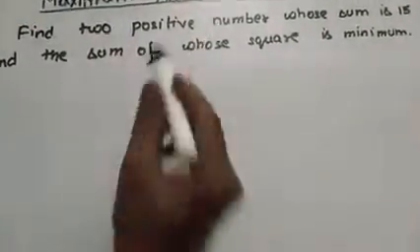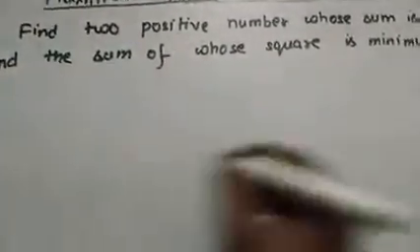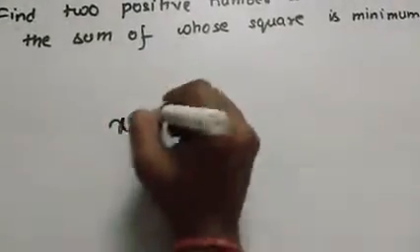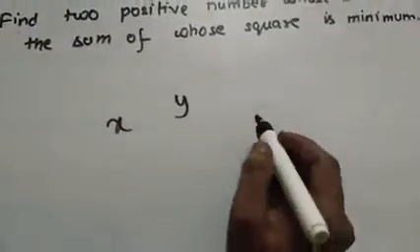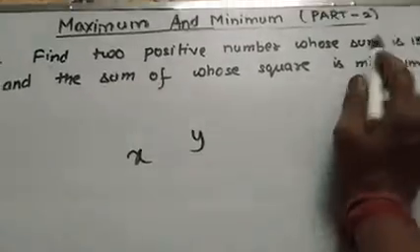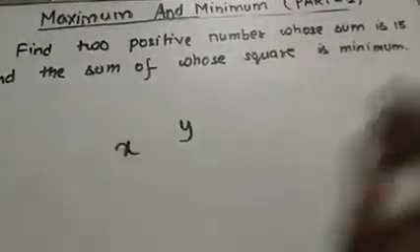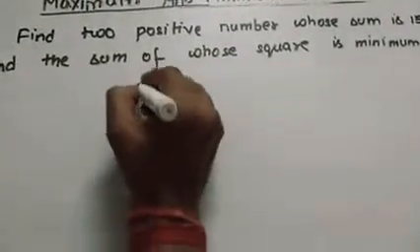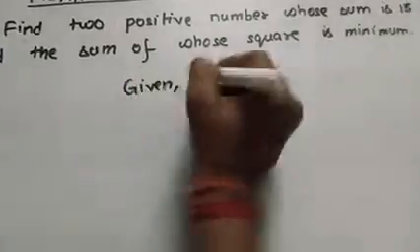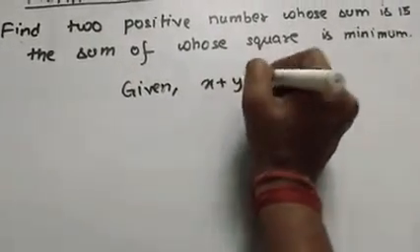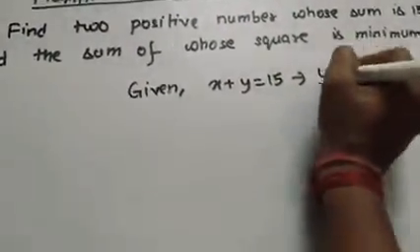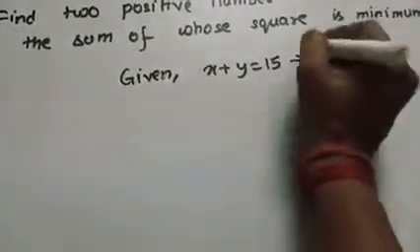Find two positive numbers. That means again we have to find the two positive numbers. So similarly also we will assume x and y as the two positive numbers. Okay, now what is given to you? Find two positive numbers whose sum is 15. So this is given that x plus y equals 15. So from there you will get y equals 15 minus x.